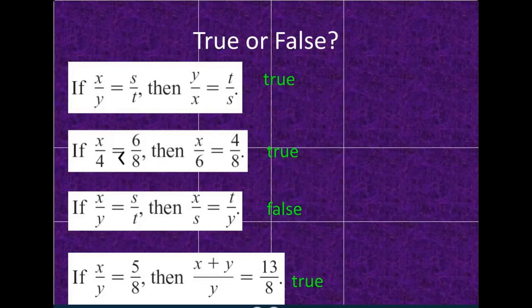X over 4 equals 6 over 8. Then x over 6, going back to the ratio, we put x over 6, so it should be 4 over 8. So this is true.